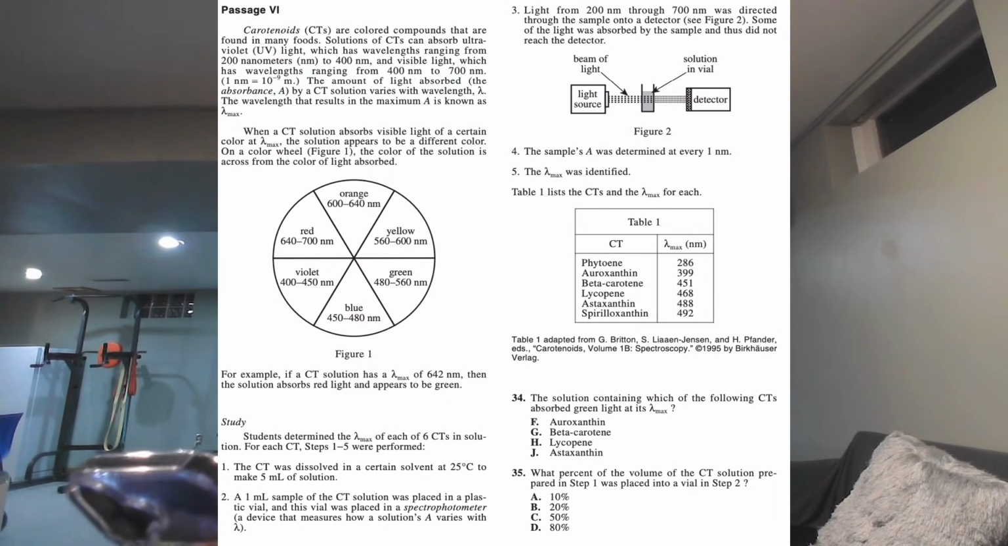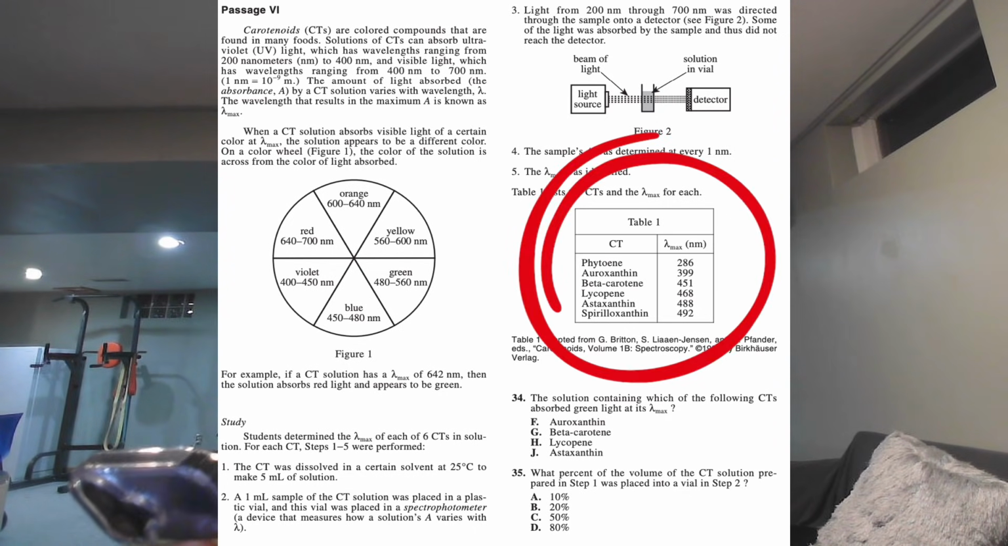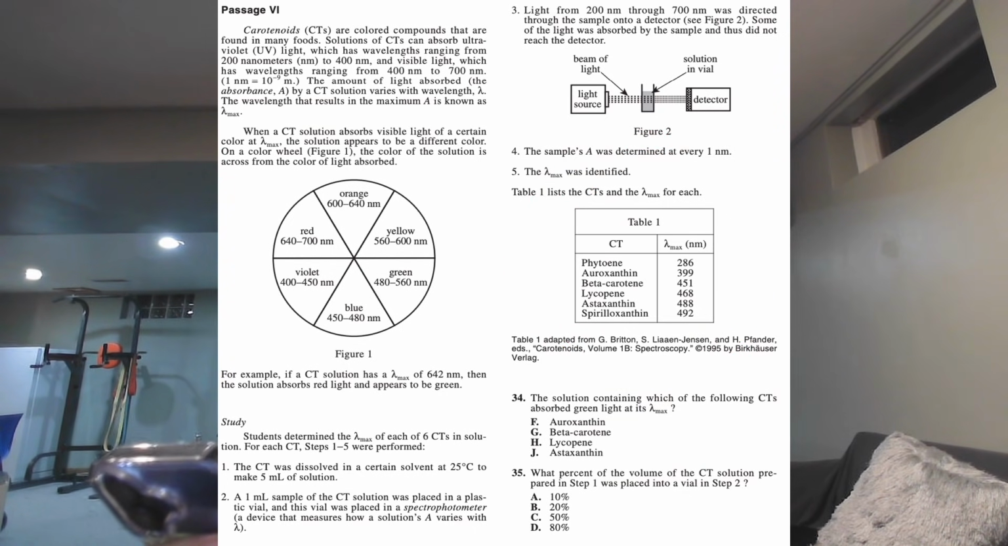So a really good way to identify where in the passage you might find your answers is by looking at the answer choices, right? So you can see that the answer choices contain what? Xanthan, beta-carotene, lycopene. I have no idea what those are, right? But I can see that in table 1, it has those exact things along with lambda max, right? So I know table 1 is for sure going to be important. So take that in note.